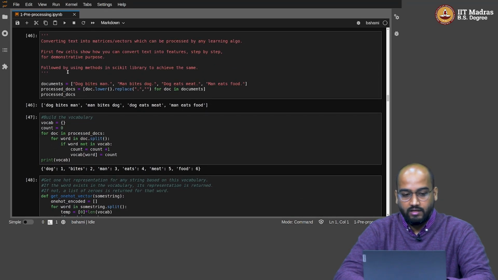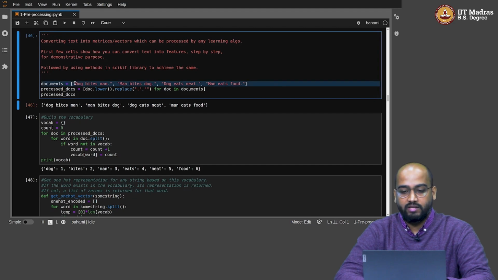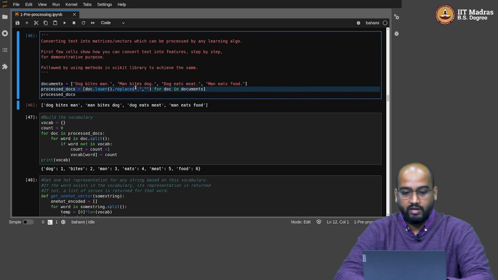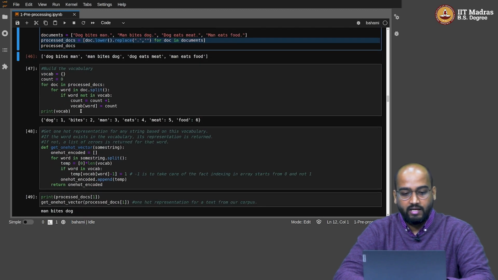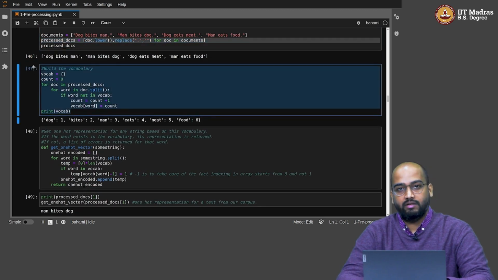So let's say you have a very simple use case where you have only 3 or 4 sentences in your corpora. First thing that you do is you clean them, you lowercase them, and you drop the punctuations. Let's say that's what has happened here. And you are then creating the vocabulary. Vocabulary is basically a collection of unique words in your whole corpus.